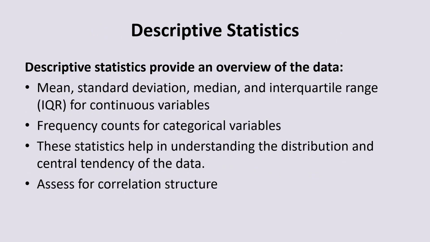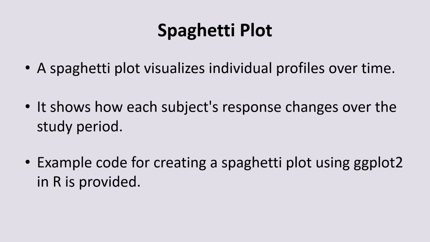Then we go ahead and do some descriptive statistics: the mean and standard deviation if the outcome is continuous, median and IQR, or interquartile range, if the outcome is continuous and not normally distributed, or if it's a count. Then we have frequencies of counts for categorical variables, and we can have percentages and things like that. We can also assess the correlation structure at this stage, the kind of correlation underlying our nested observations.